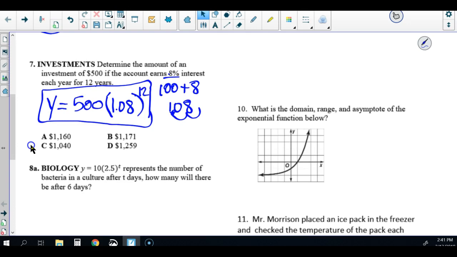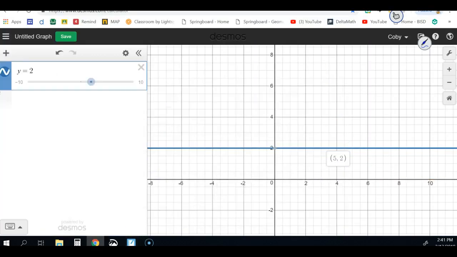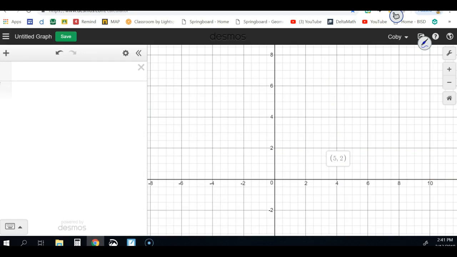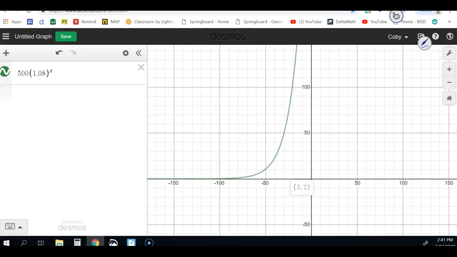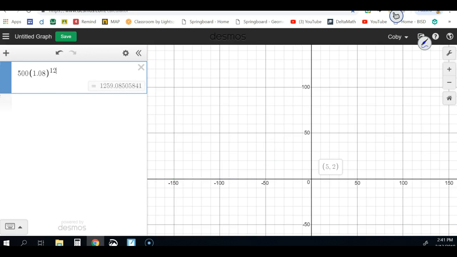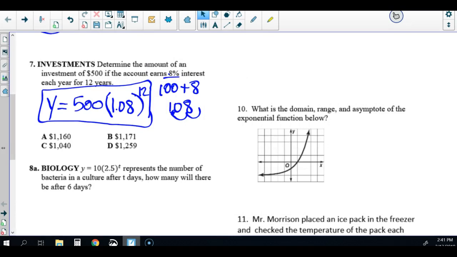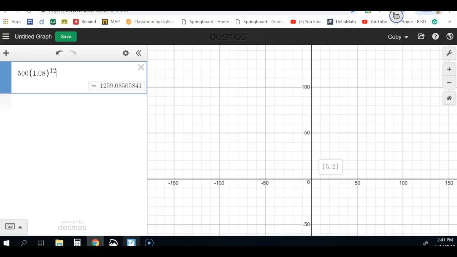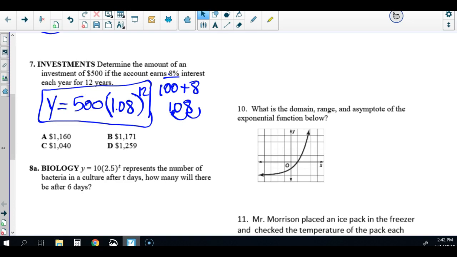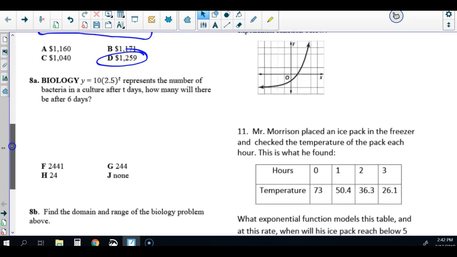I can calculate that using either your calculator or Desmos, and I'm going to go with Desmos here. 500 times 1.08 to the power of X would give me the curvy line, which starts at 500 on the y-axis and keeps gaining. But I don't care about the power of X, though. I want the power of 12 years. Yes, 12 years. So we have $1,259. Choice D.